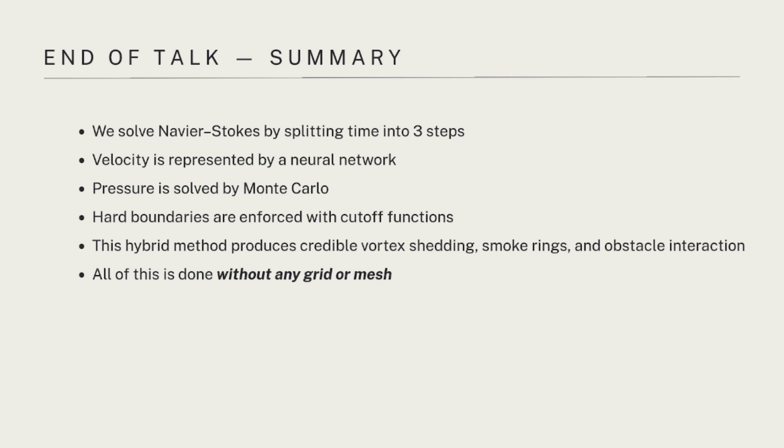So we can give a quick summary. To summarize, we solve the Navier-Stokes equation by splitting time into 3 steps. Velocity is represented as a neural network. The pressure is solved by the Monte Carlo method. The hard boundaries are enforced with cutoff functions, and this hybrid method produces credible vortex shedding, smoke rings, and obstacle interaction. All of this is done without any grid or mesh. It's a beautiful combination of mathematical physics, probability, and modern neural net methods.